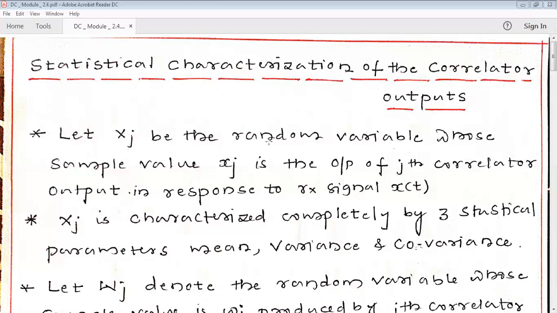random variable. Let Xj be the random variable whose sample value is xj. We are considering only the sample value of Xj since the output of the correlator is a random one. And the output of the jth correlator is considered as Xj when the input is the received signal x of t. And this Xj is completely characterized by three statistical parameters which you are already familiar with. You might have studied them in a statistics subject as well as in mathematics. They are mean, variance, and covariance.